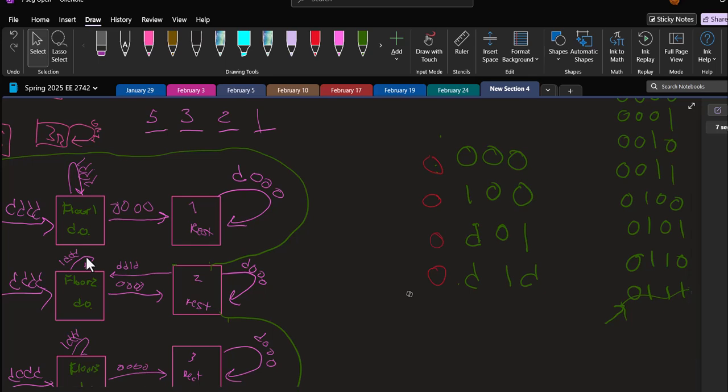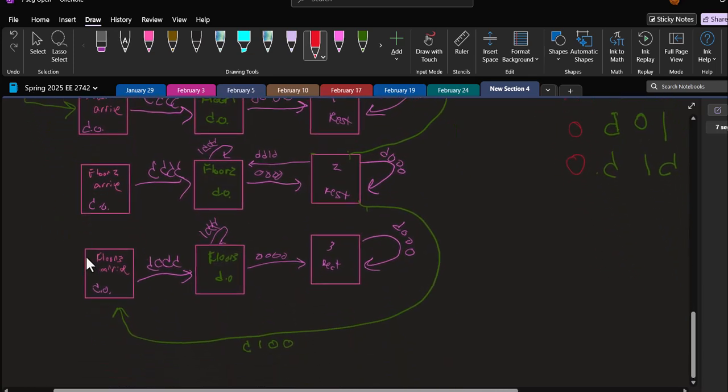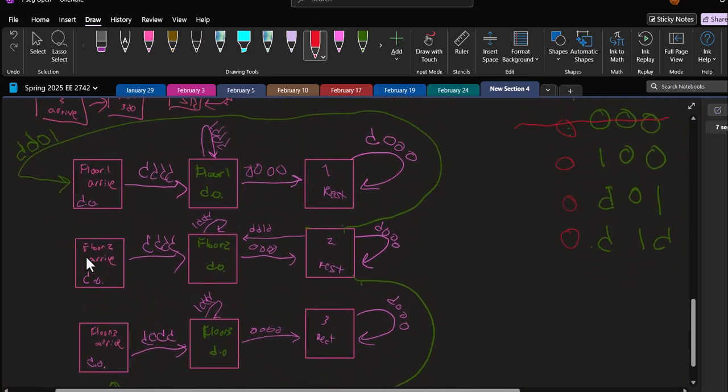And then 0, 1, 0, 0, that went to floor 3. Do we still want 0, 1, 0, 0 to go to floor 3? Yeah, I think so.